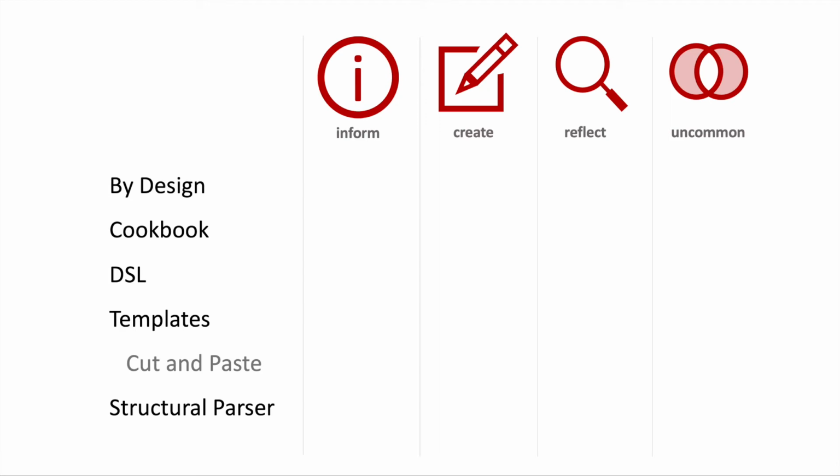And some of these methods support uncommon patterns and some of them don't. So the mechanisms I looked at were including patterns by design. So that means modifying the user interface of the authoring tool so that it incorporates the patterns that are built into the authoring tool.